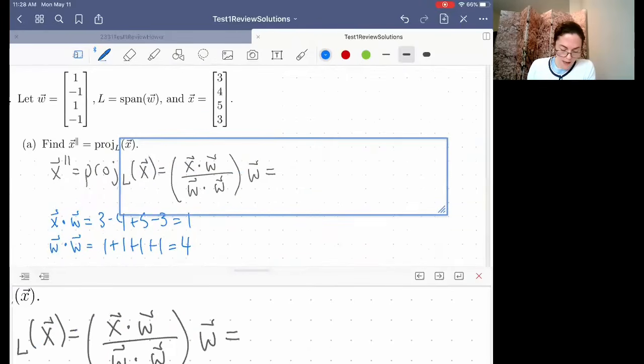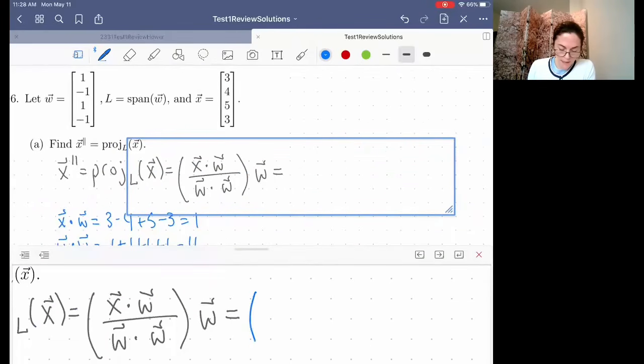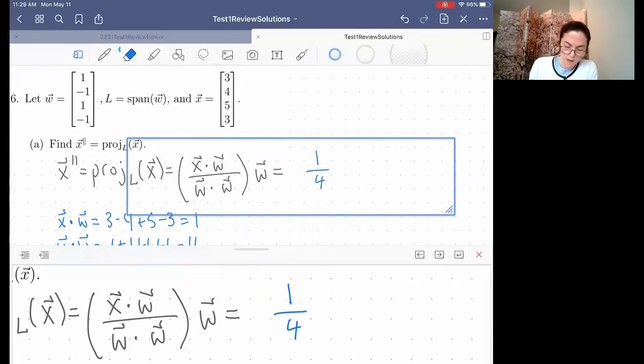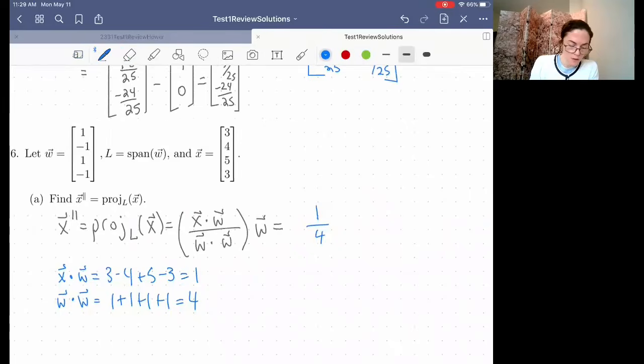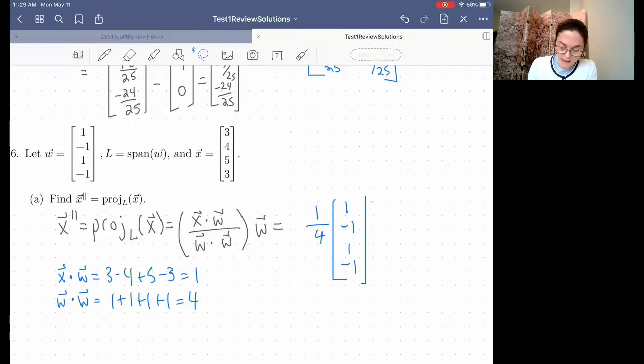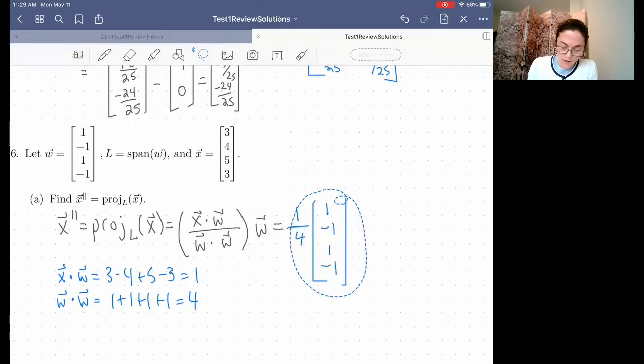So here we go. This projection is going to be 1 over 4, times this vector W, which is 1, minus 1, 1, minus 1. And we can write that, well, you can just bring the 1 over 4 inside. Let's move this over.